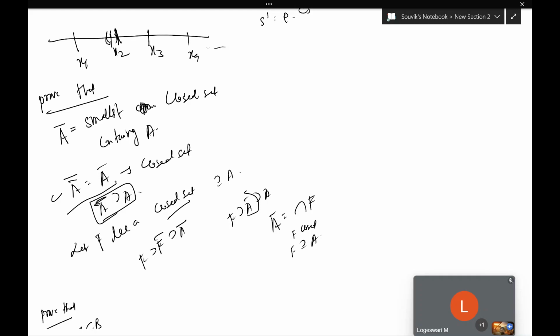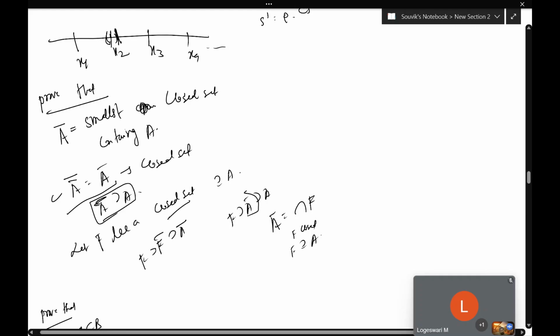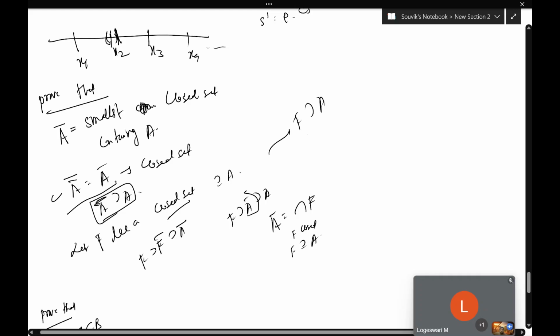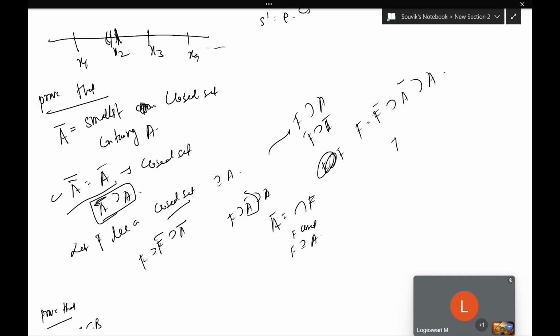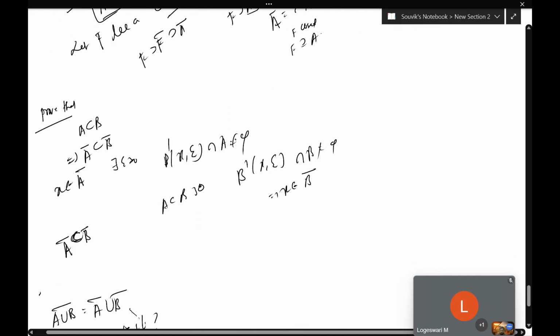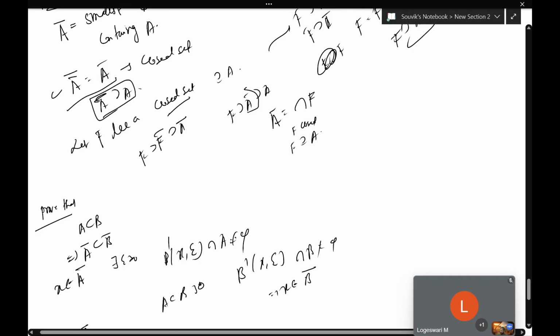So suppose F is a closed set containing A. Then we can take the closure of F, and F contains A, so F equals F closure because it's a closed set. F closure contains A closure, hence F contains A closure. So A closure is the smallest closed set containing that set. So any confusion, any doubt, please let me know.